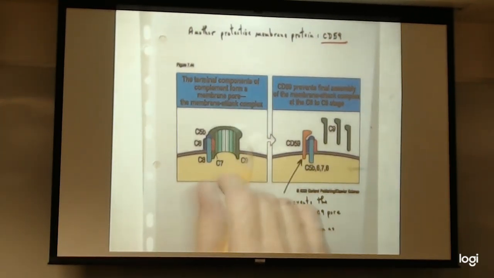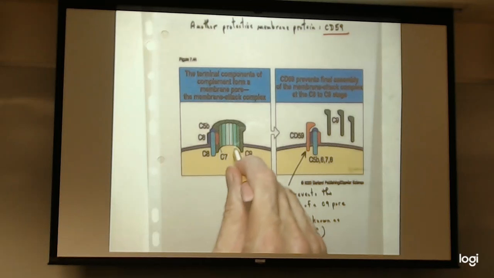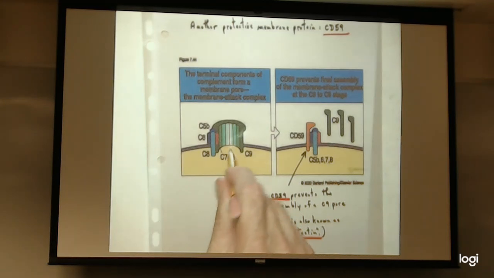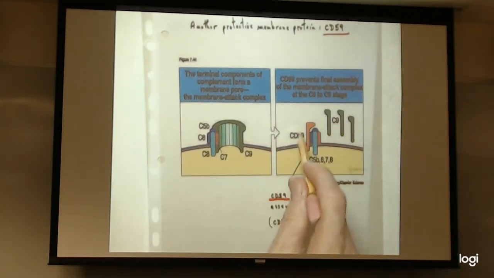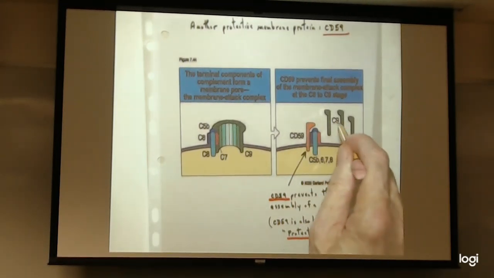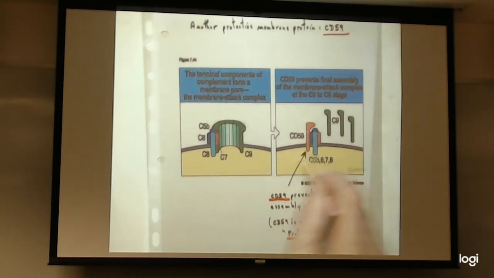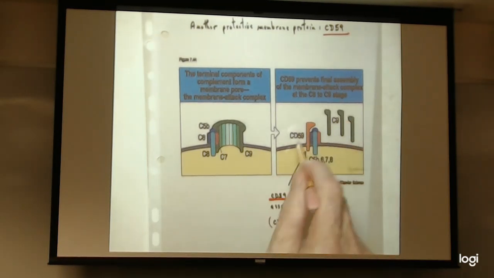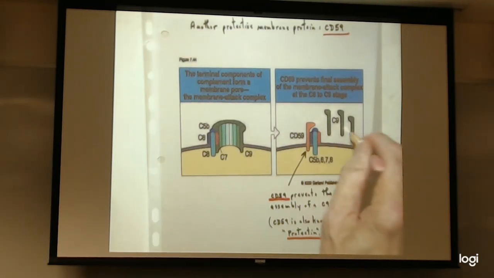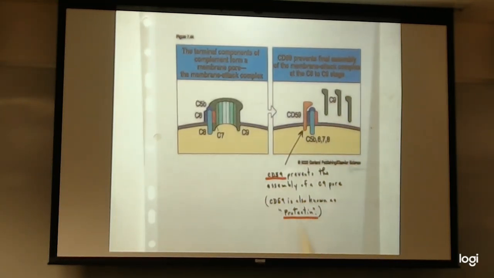Yet one more thing here. These big C9 hole-punching pore structures, we don't want them forming on our own host cells. Our cells express a membrane protein called CD59. CD59 intercepts the process just when we're about to start recruiting C9. These guys right here can't get C9 because CD59 binds to them and changes their shape and prevents the polymerization of the C9 pore structure. CD59 is also known as protectin.